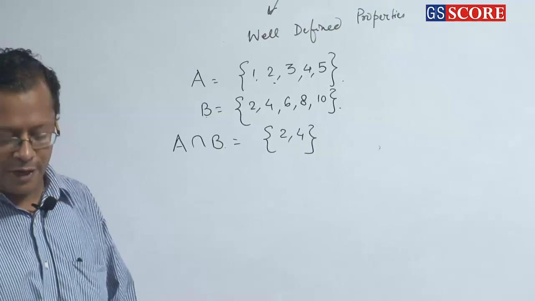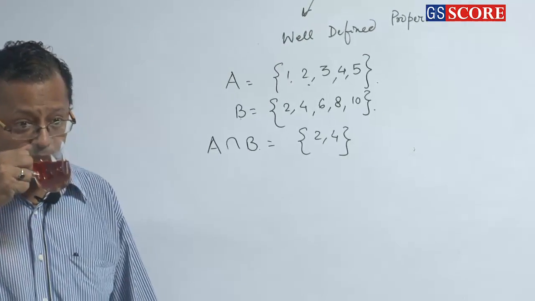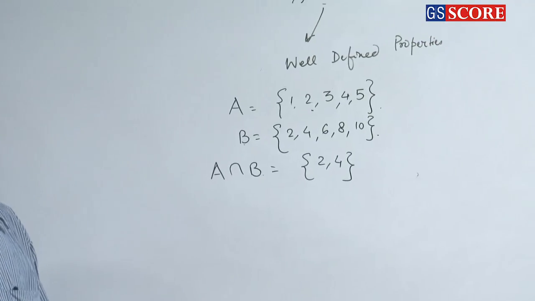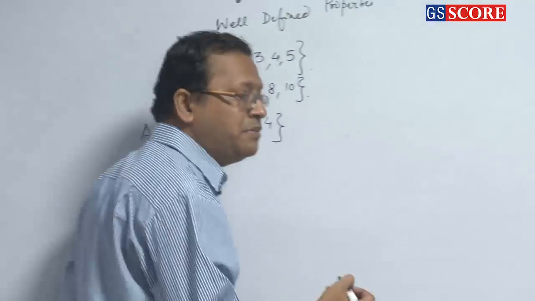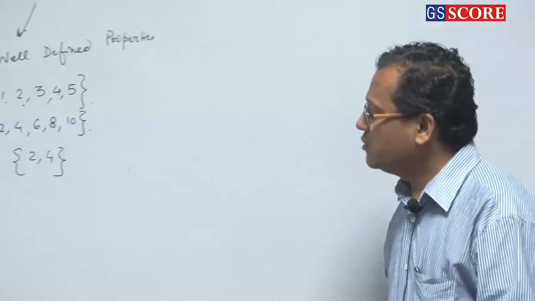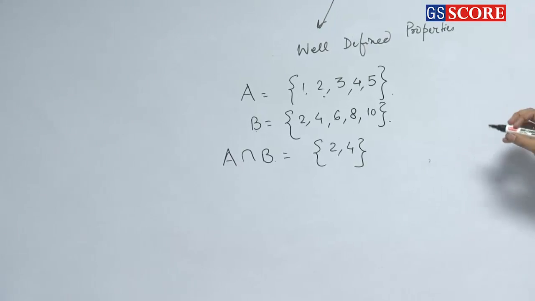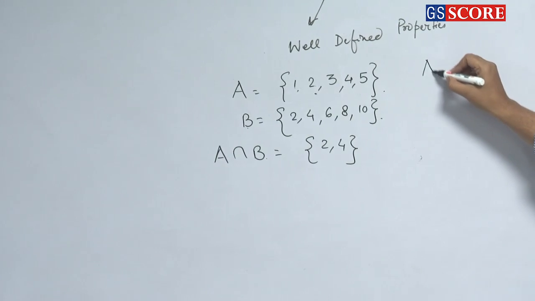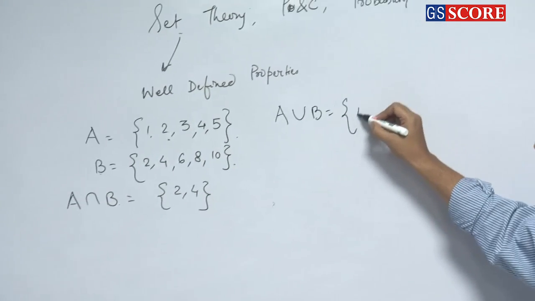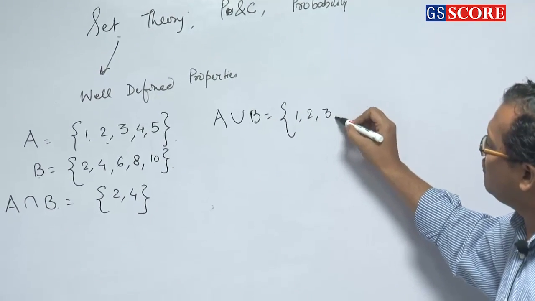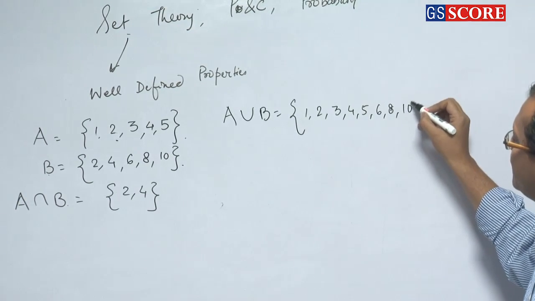One, two, three, four, 5. Clear or not? Either in A or in B means जो या तो A में है या B में है. So we call this to be A union B. 1, 2, 3, 4, 5, 6, 8, 10.